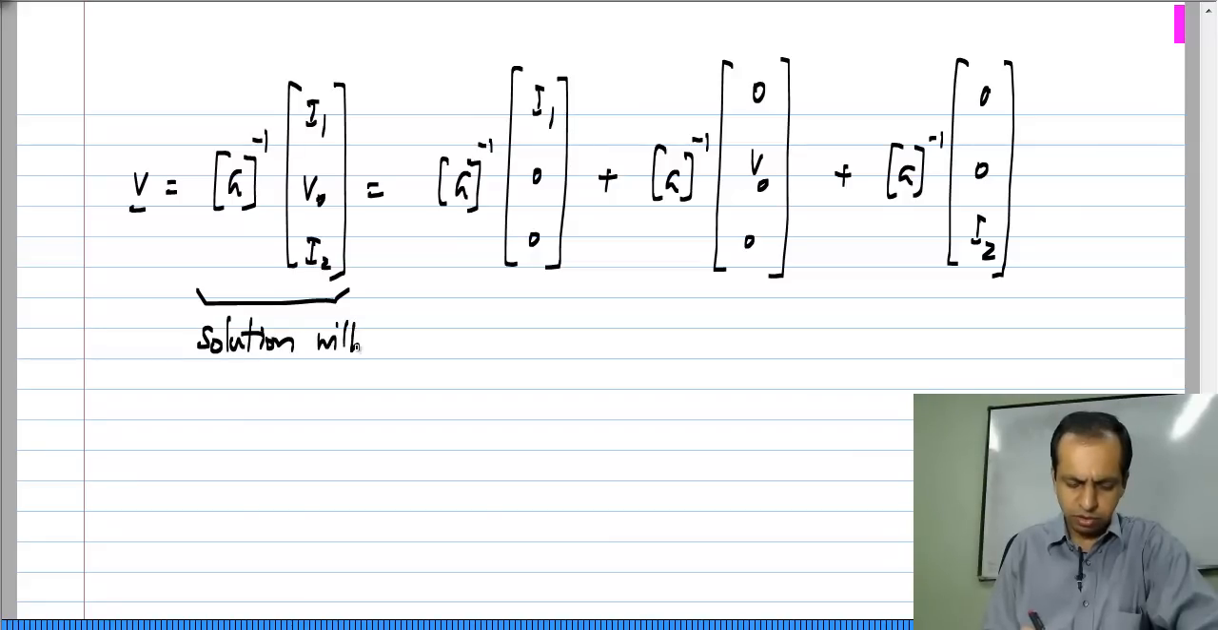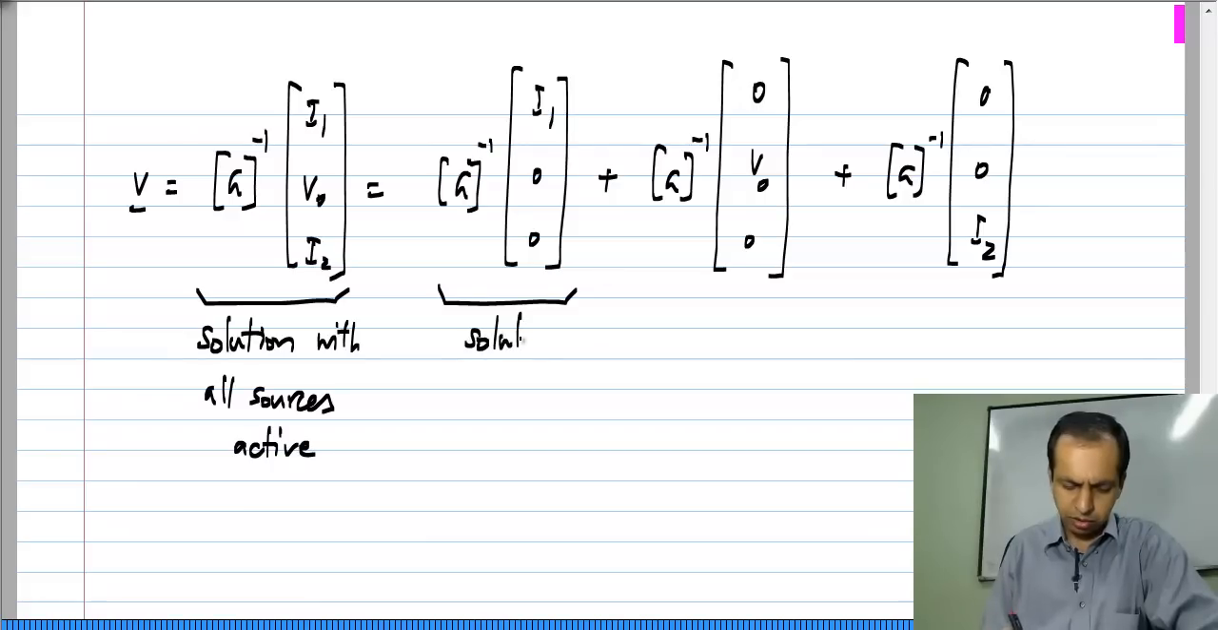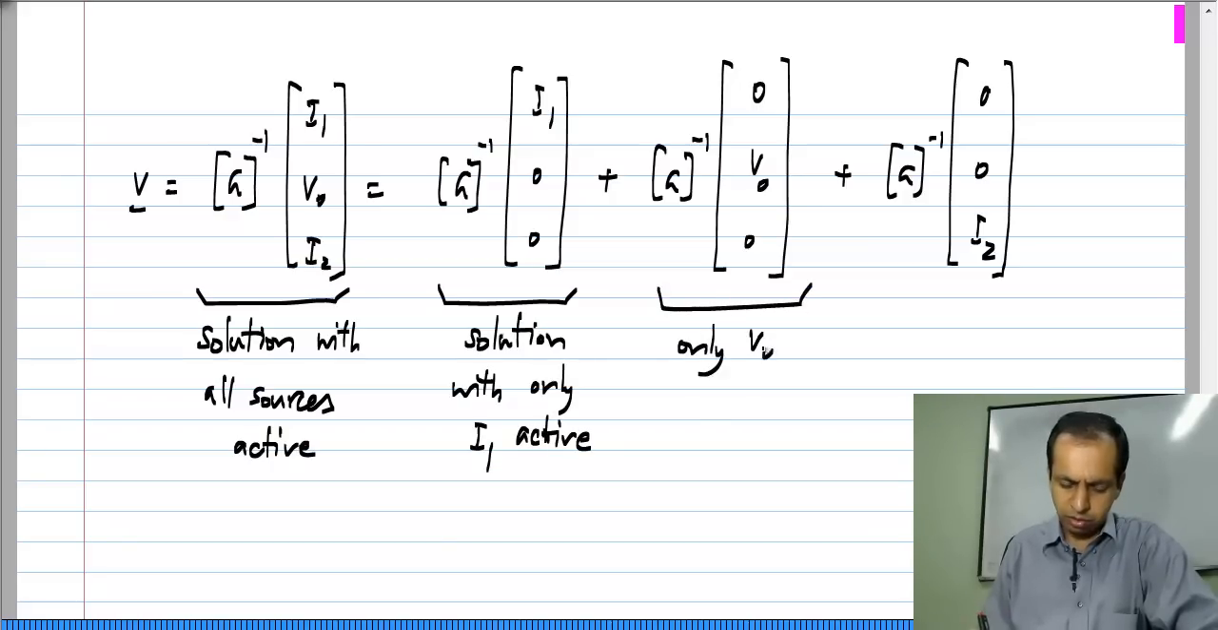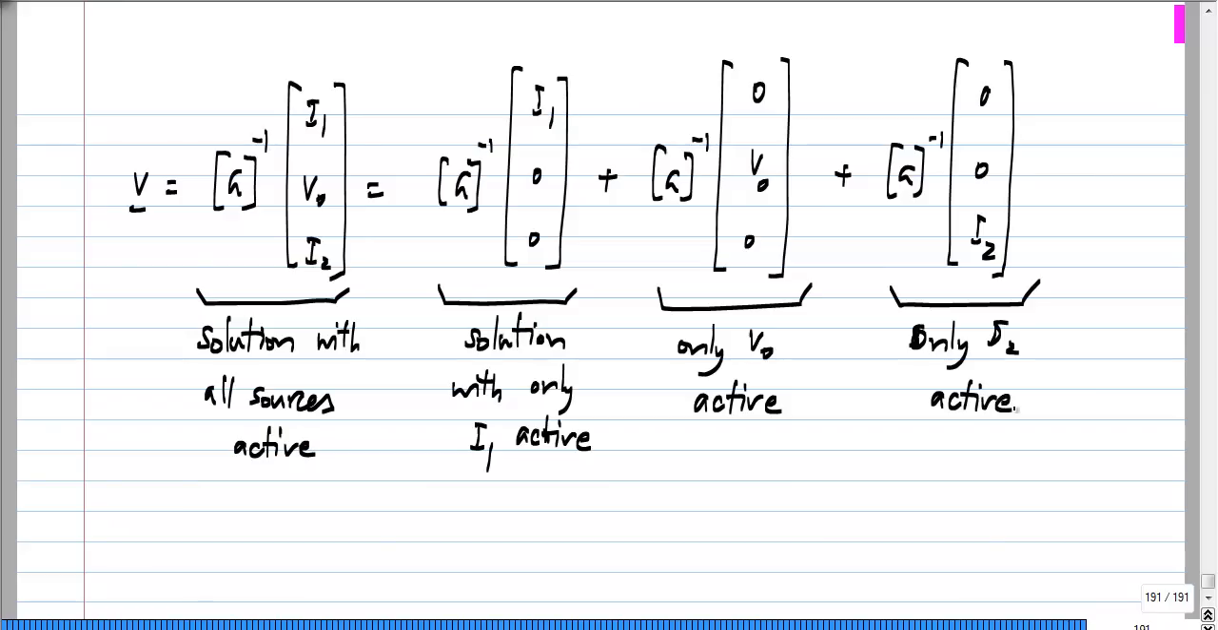This is the solution with all sources active. This is nothing but the solution with only I 1 active, this is the solution with only V 0 active, and finally, this is the solution with only I 2 active. So, this solution with all sources active is the sum of the solution with only I 1 active plus the solution with only V 0 active plus the solution with only I 2 active.